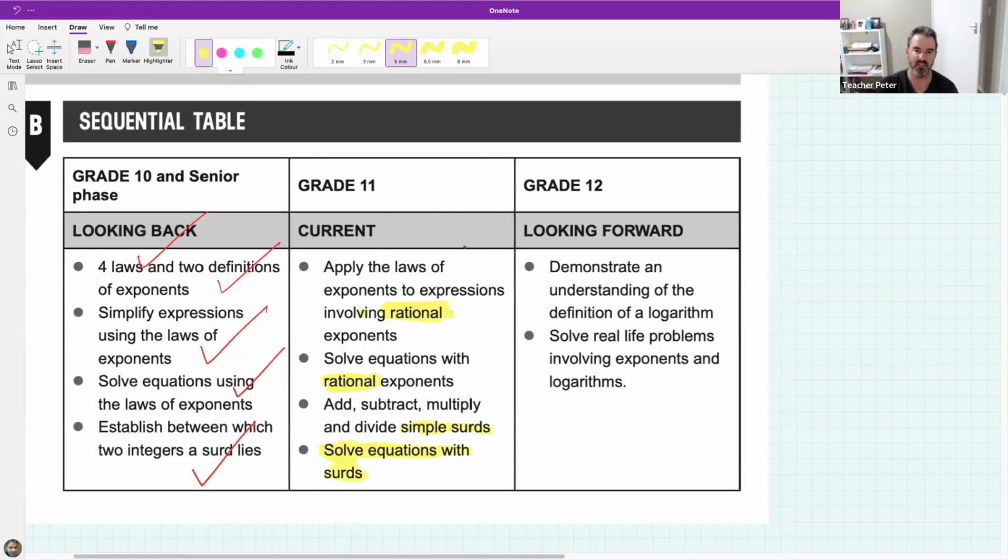So those are the 4 big things that you are focusing on in this topic, and that's how it fits in. So just give me a thumbs up if that looks like what you've been dealing with in class. Give me a thumbs down if you're like, oh, my teacher's been doing something else.